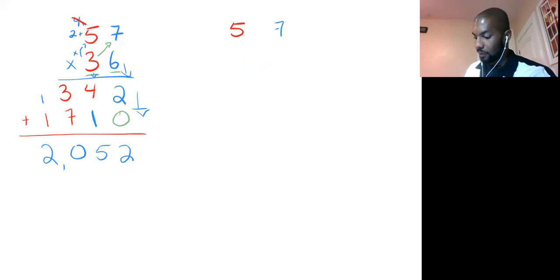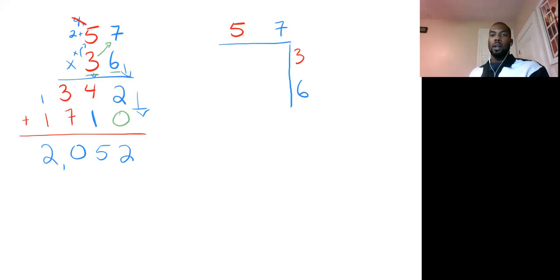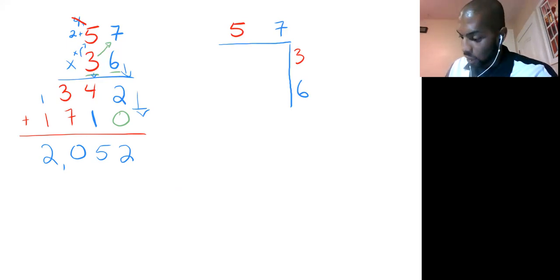That's the 57. And then you're going to draw a line underneath them. Then you're going to draw a line down. You're going to make a box. You're going to have your 30 here, and then your ones place here, 36, okay? What you're going to do next is draw a box for each of the spots, right? You see that?